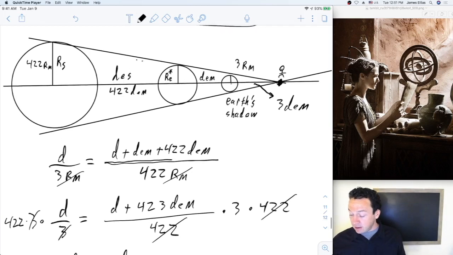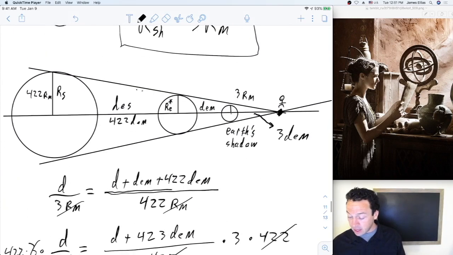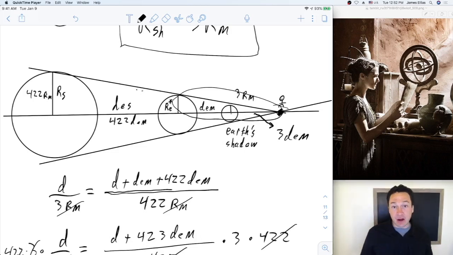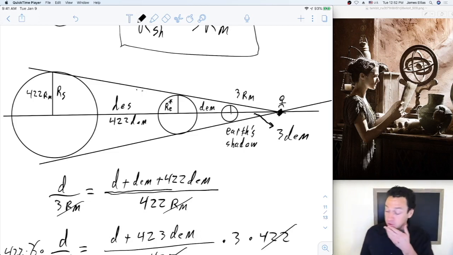The base of the little triangle is equal to 3 DEM. The height of the little triangle is equal to 3 times the radius of the moon. Okay, let me remind you of that real quick. See, the height of the little triangle is 3 times the radius of the moon, and the base is 3 times DEM. Now he's going to set that up in proportion with the medium triangle. Now remember, all of these triangles are scaled up or scaled down versions of one another, so their proportions are equal. Okay, that's an important geometric fact Aristarchus uses here.